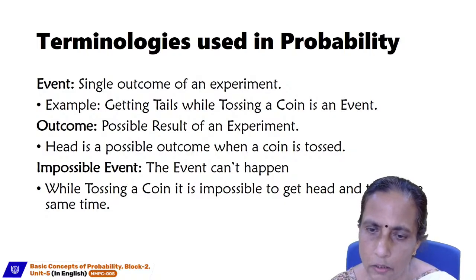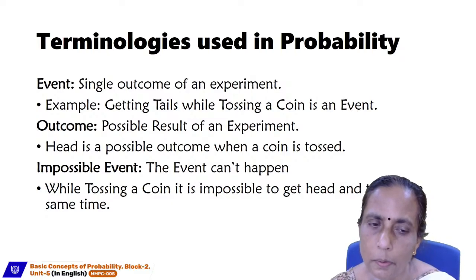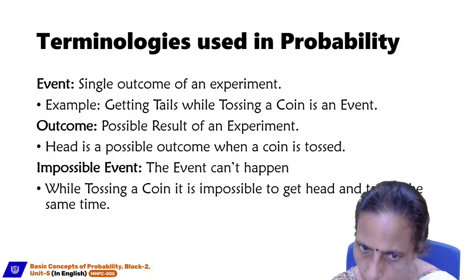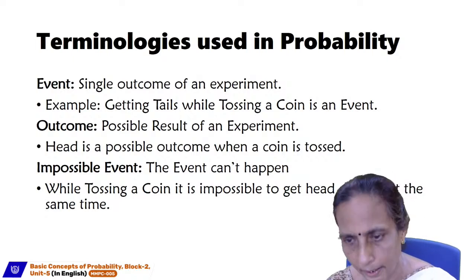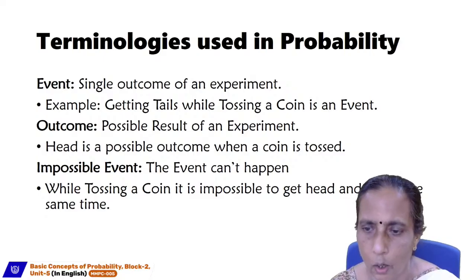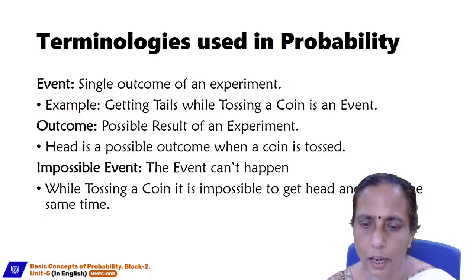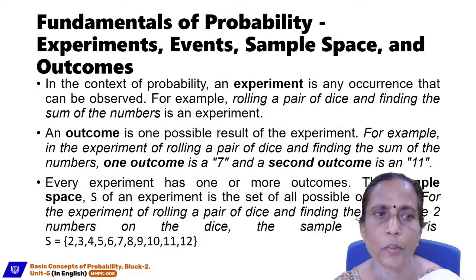An impossible event means an event that can't happen. Suppose I'll be tossing a coin. It is impossible to get head and tail at the same time. We can get either head or tail. We can't get both outcomes at the same time. That is an impossible event, which can never happen.